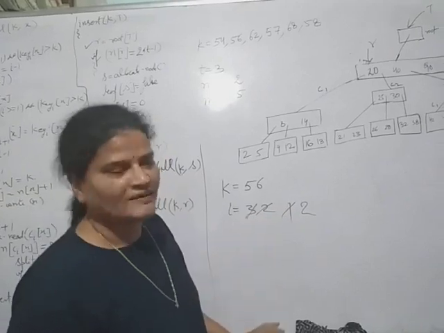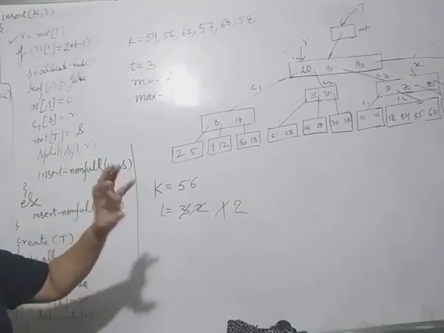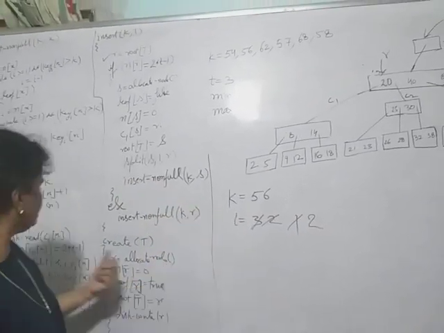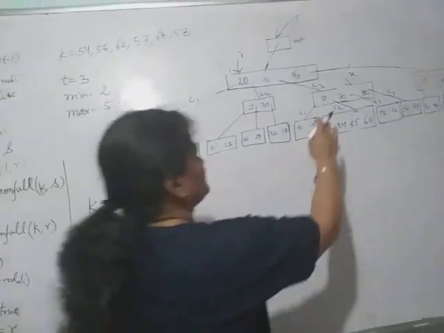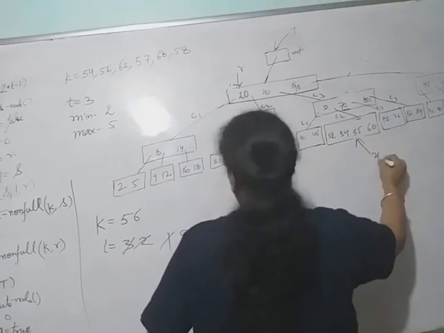So I is 2. So the second child will be read from the hard disk and checked whether it is full or not. So here X is not full. So simply insert not full. Okay. So insert not full is now called. Okay.